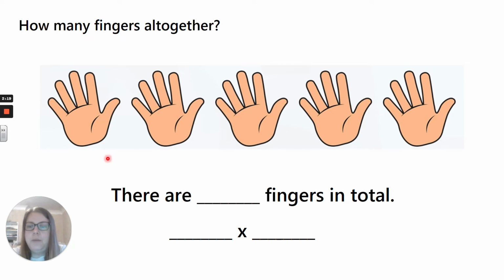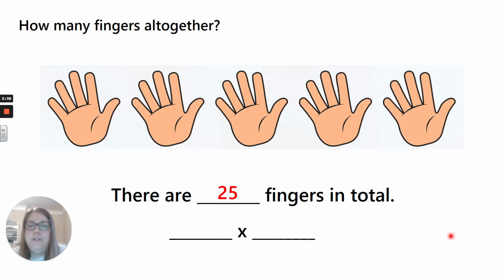Let's have a look at this one then. How many fingers altogether? And then what would our multiplication sentence be? Remember working out how many hands there are and then how many we're timesing it by. So how many fingers are there holding it up? Pause the video and have a go.